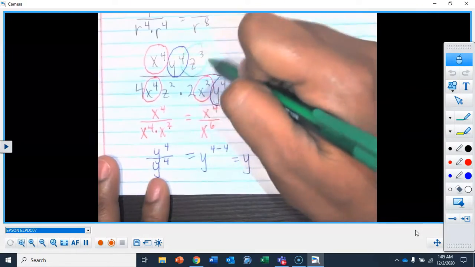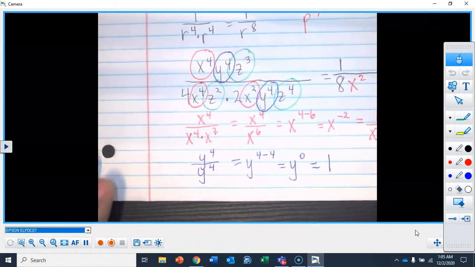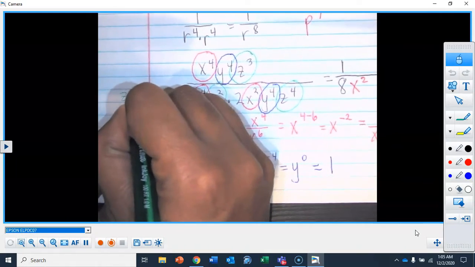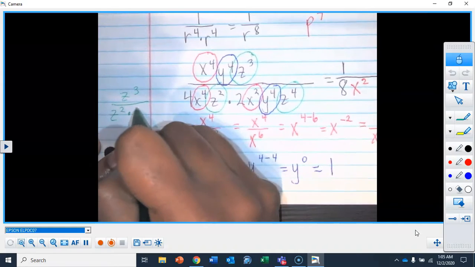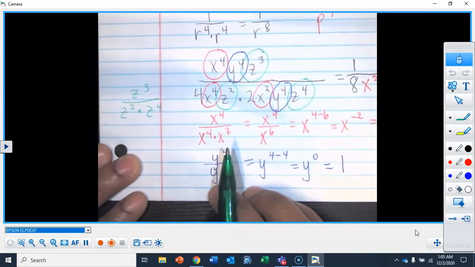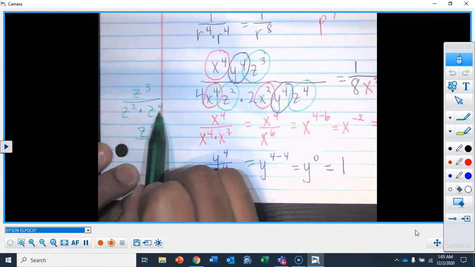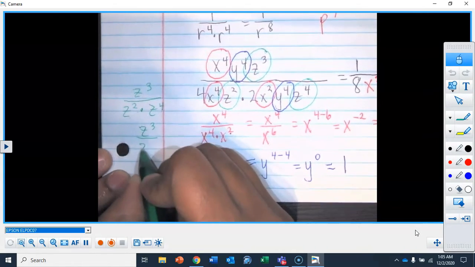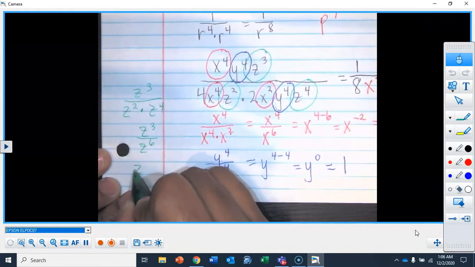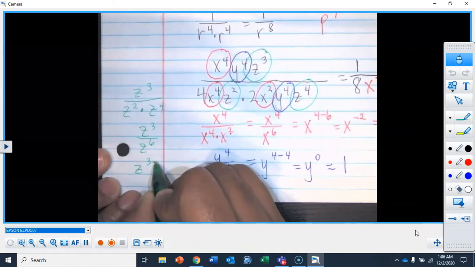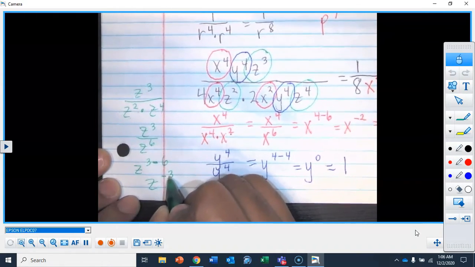Last part, the z's are going to be in green. Kind of running out of room here, so I'm going to move this way. So I have z to the 3rd over z squared times, at the bottom in the denominator, z to the 4th. So leave this z to the 3 alone, over, and then I know that I'm going to add the 4 plus 2, so that's z to the 6th down at the bottom, and then applying the quotient, I'm going to get z 3 minus 6, which is what, guys? Z to the negative 3.